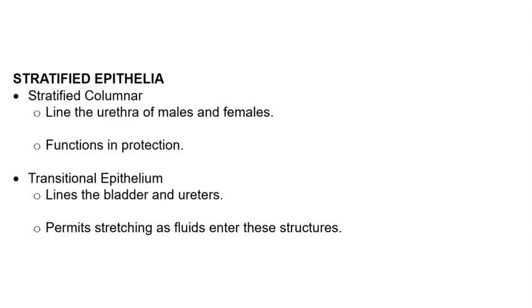And then finally we have transitional epithelium, which lines the urinary bladder and the ureters. And the ureters are the small tubes that connect the kidney to the urinary bladder and direct urine into the bladder. Transitional epithelium is an epithelial tissue that permits the bladder or the ureters to stretch as urine enters those structures. This epithelium resists breaking or tearing as those structures begin to fill.